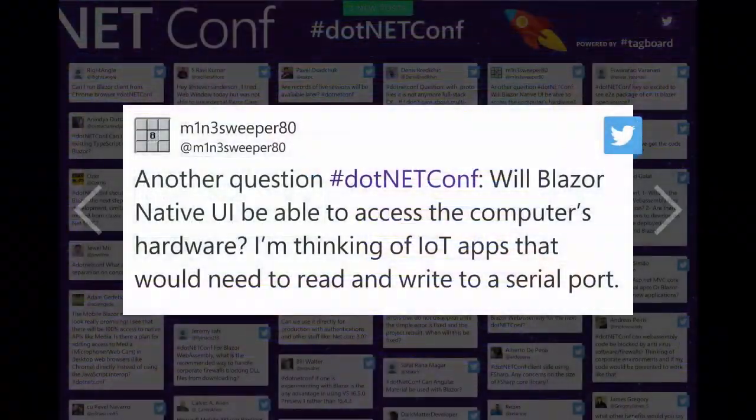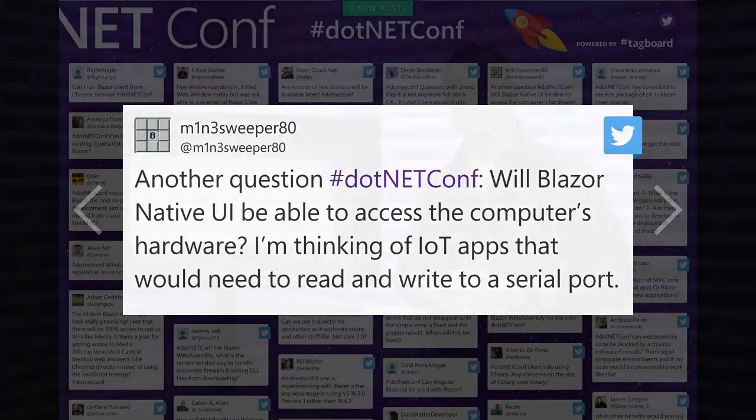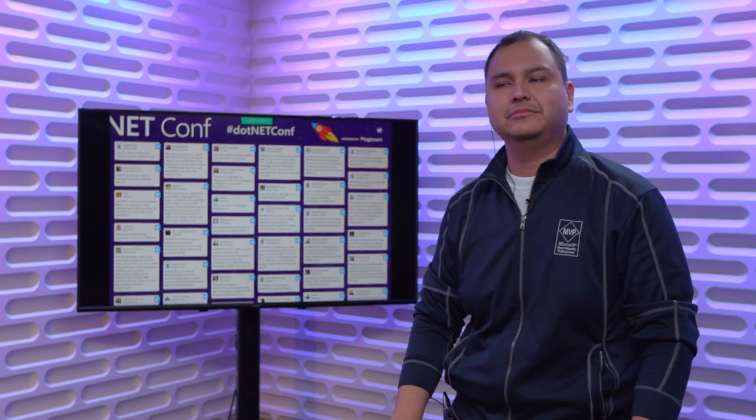We have another question here. Will Blazor native UI be able to access the computer's hardware? I'm thinking of IoT apps that will need to read and write to a serial port. Okay, so with the web window demo that I just showed, that was not running on WebAssembly. That was running native .NET Core code, which can directly access any API from the underlying operating system. So yes, you can absolutely access whatever you want there.